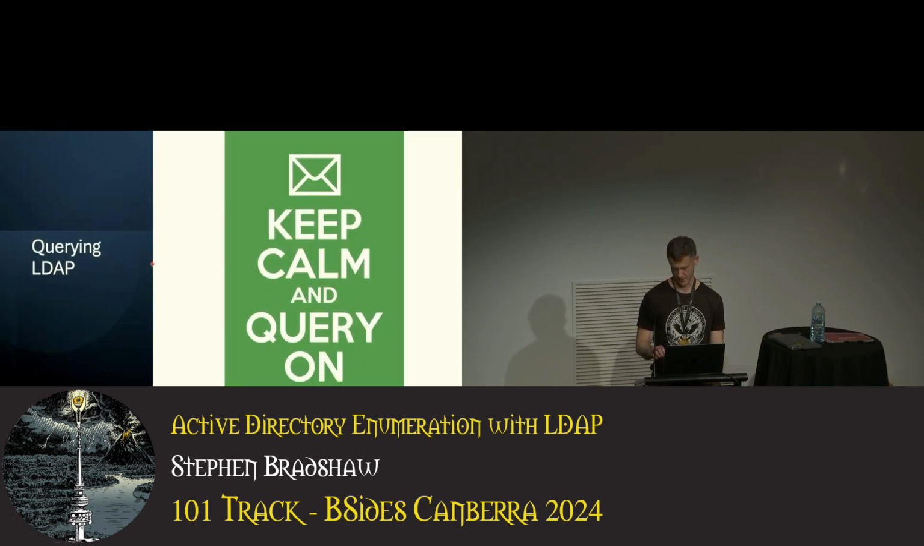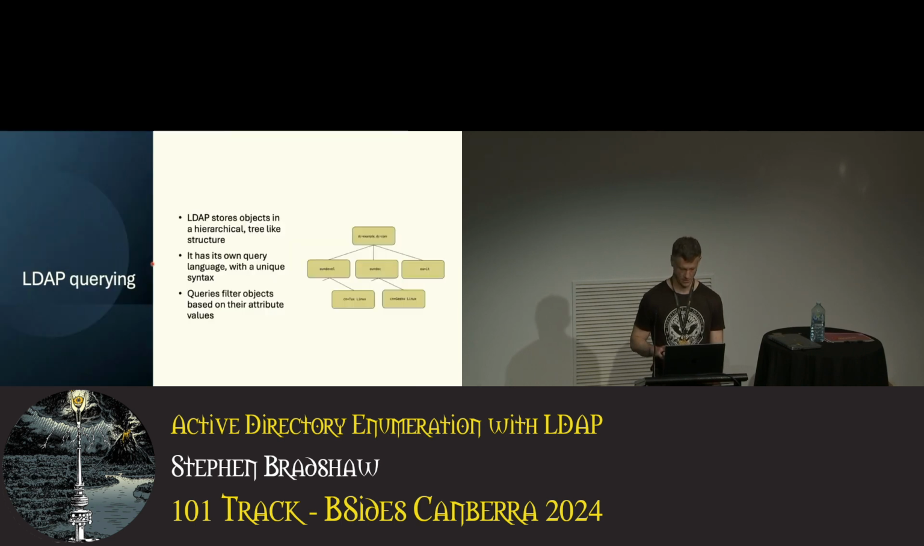So we've talked about discovering domain controllers and connecting to them. Now let's have a look at querying. This diagram shows what an LDAP hierarchy looks like. It's a hierarchical structure set up like a tree, and when you perform queries, you can perform the query at any level of the tree, and the query can be recursive or not.